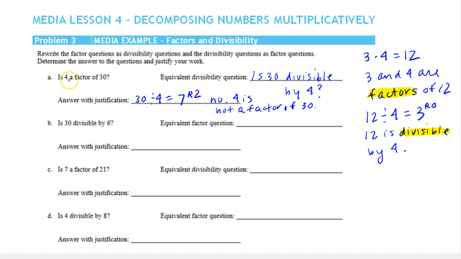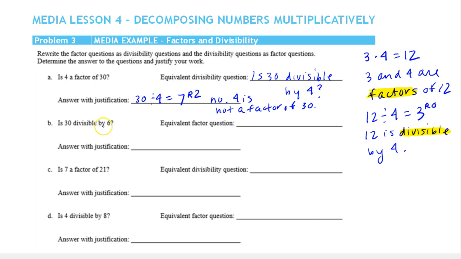So another way you could show this is say 4 times 7 is 28, and then you could say 4 times 8 is 32, and then there's nothing you can multiply that's an integer between them. But that's a little more complicated, so we usually just state that we found when you divide it, there's a remainder, therefore it's not a factor. Let's look at the next one.